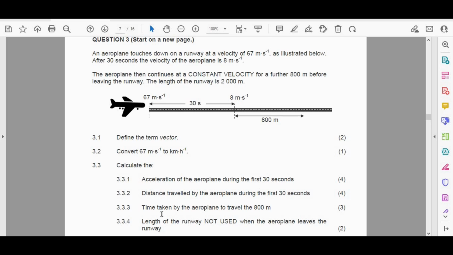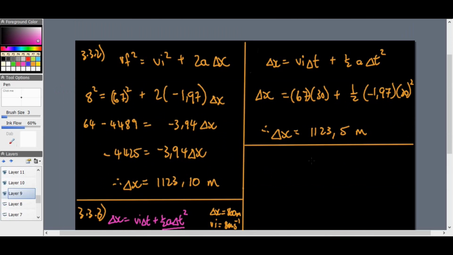3.3.4, the length of the runway that is not used when the airplane leaves the runway. Now, this will be dependent on what answer we got for 3.3.2 as well, whether we chose this one or this one. I'm going to choose this one. Basically, the formula for it is length not used.